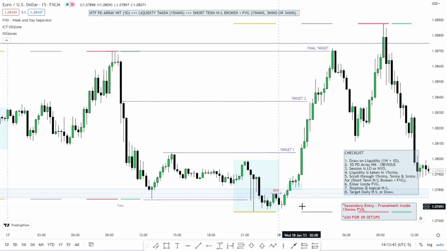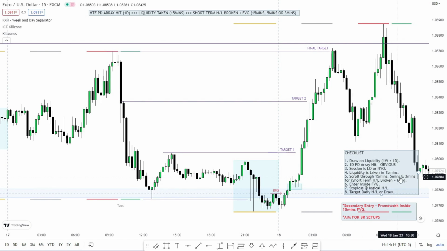We had an early entry this time, but it's not always that. Like today, actually, I took an entry early and then I got punished because of not focusing on the higher time frame. That's the only reason. Not focusing on the daily chart PDRAs. I was focusing on four hours, so forget about four hours. Liquidity is taken in 15 minutes. You're seeing these sell stops have been taken out. Good. So session is London Open or New York, so you're in London Open.